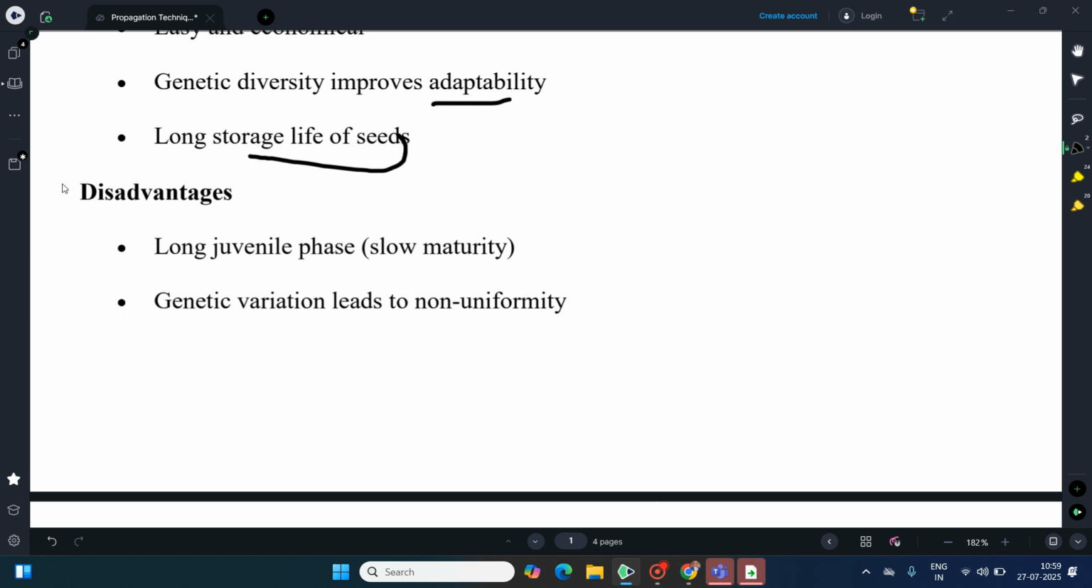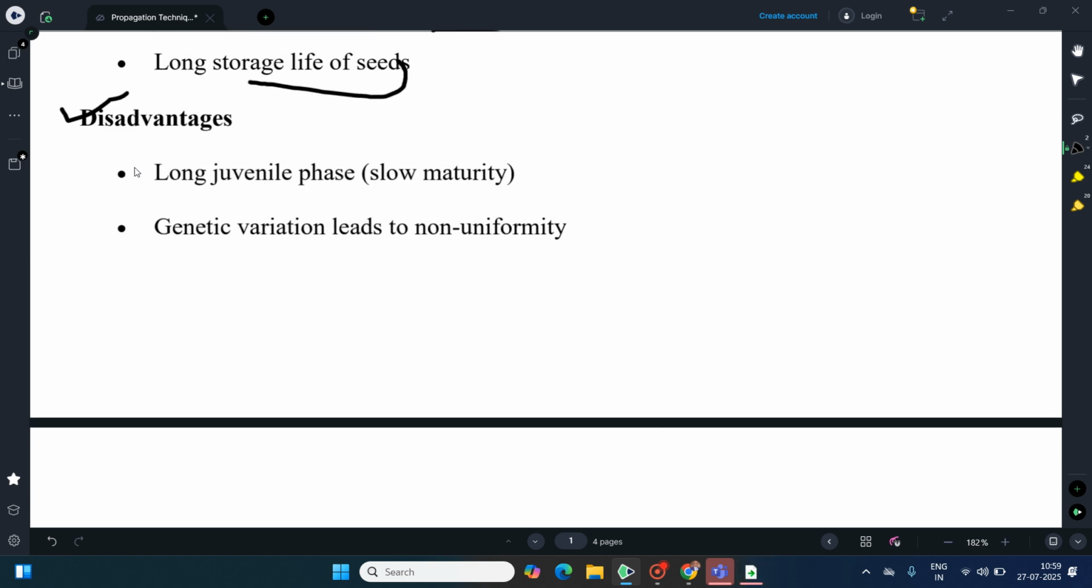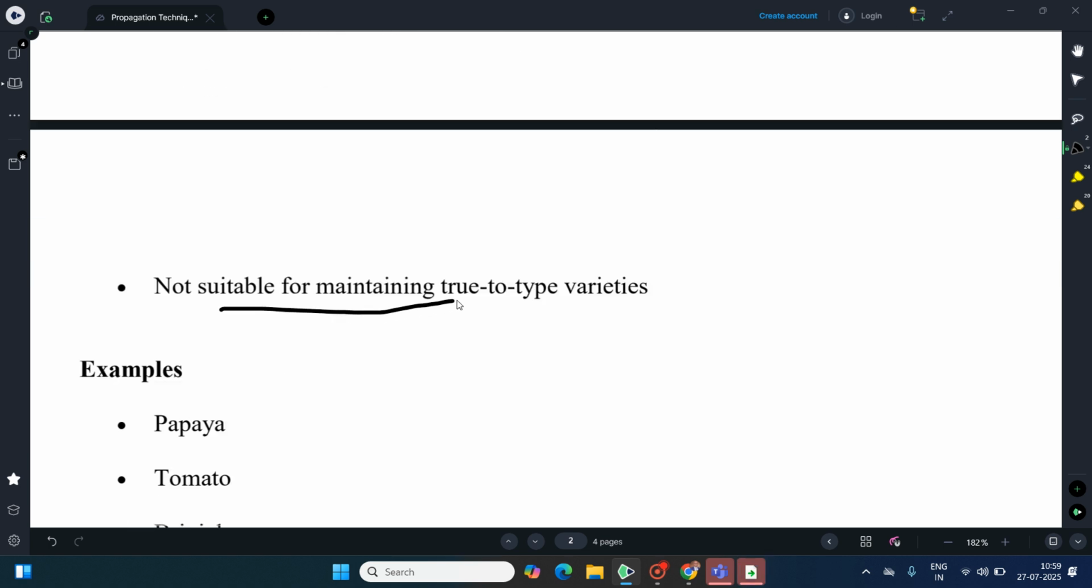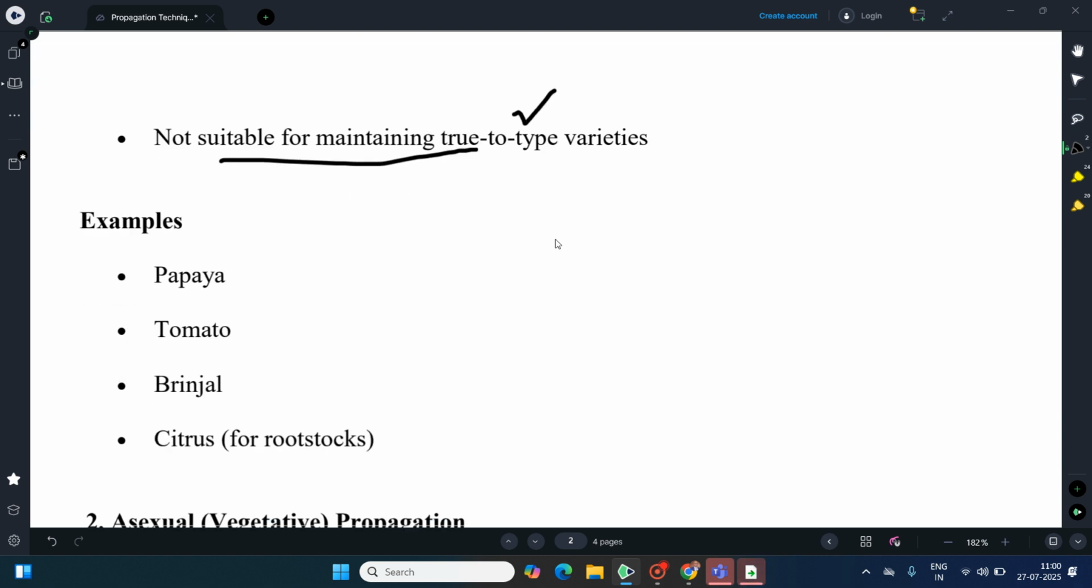And there are some disadvantages. The first one is the long juvenile phase, that is, slow maturity takes place. And genetic variation leads to non-uniformity in plant characteristics, including the reproductive characteristics. And it is not suitable for maintaining true to type. This is the most important one.